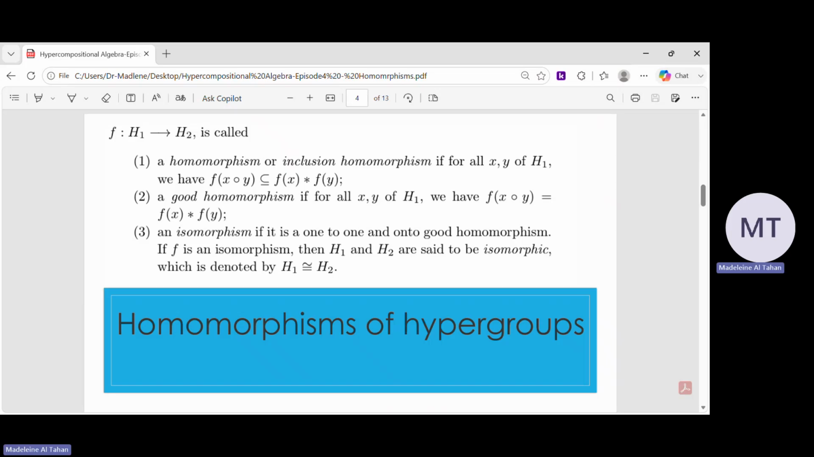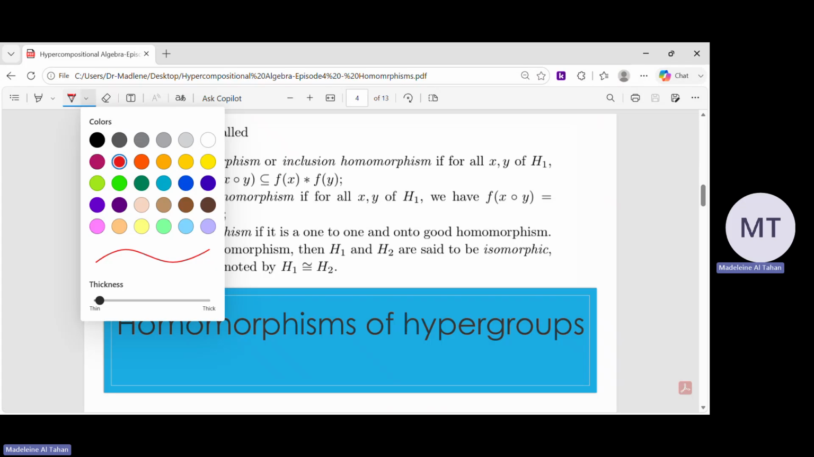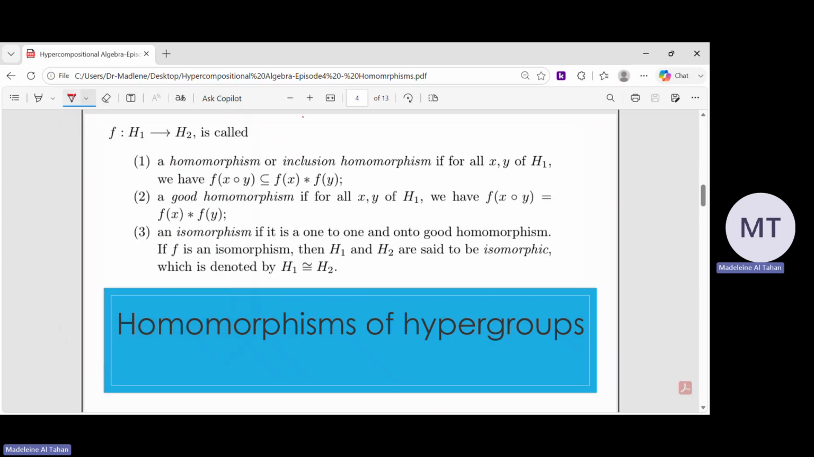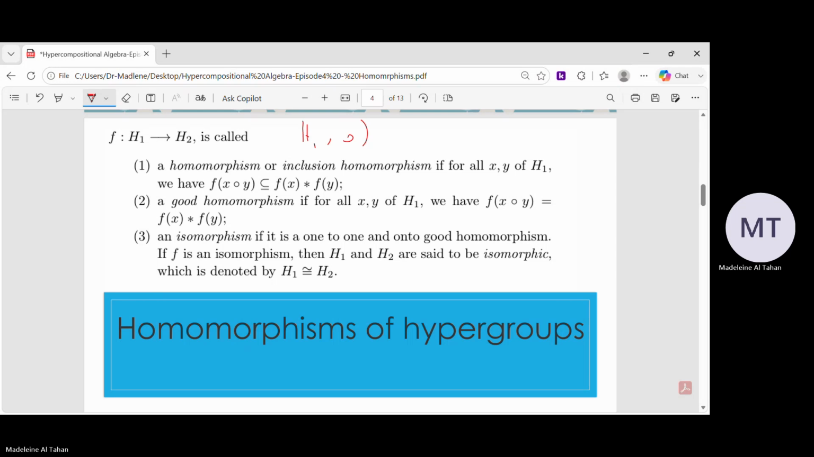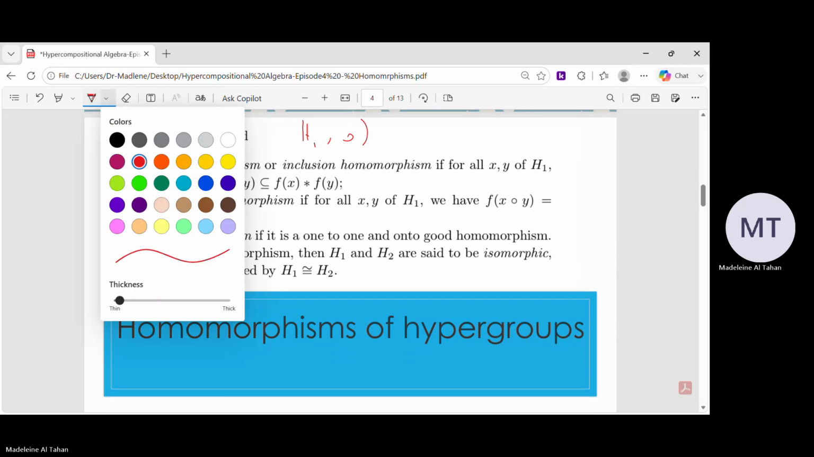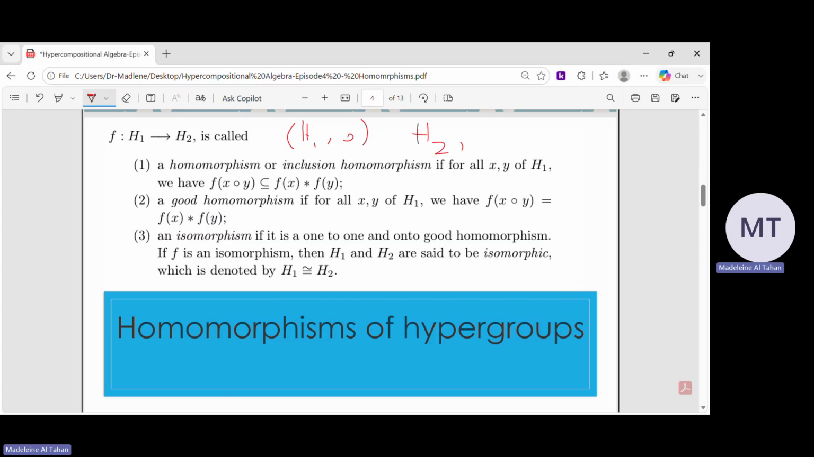So we are starting here with two hypergroups. H1 is a hypergroup and H2 is a hypergroup. So H1, this is the first hyperoperation for it, and H2, this is the hyperoperation for it. And of course, f is a well-defined function. At this moment, we don't want it to be onto or one-to-one, we just need it to be a function.